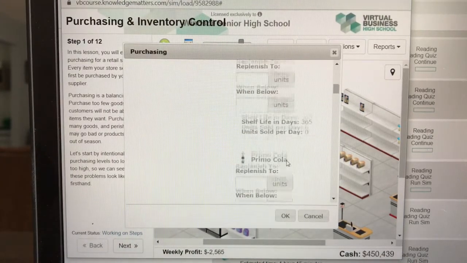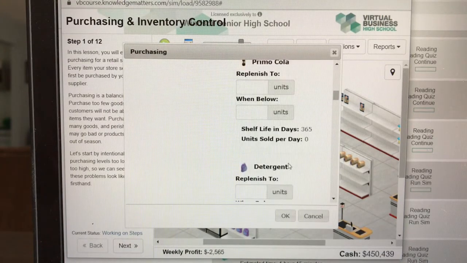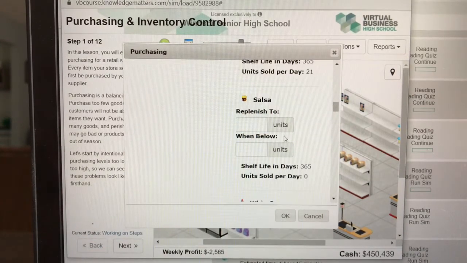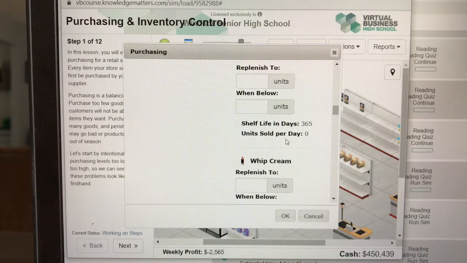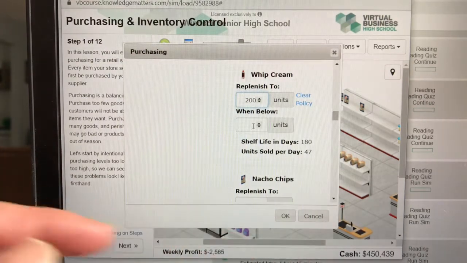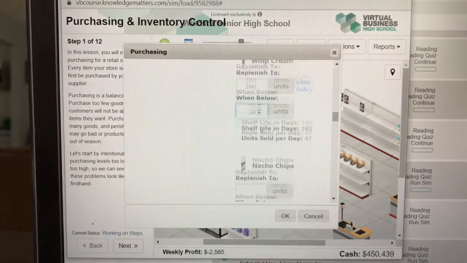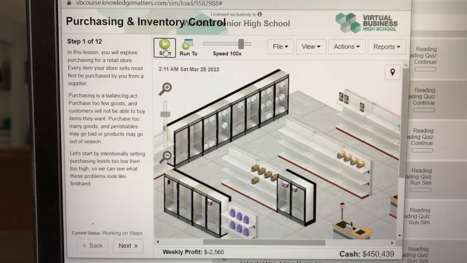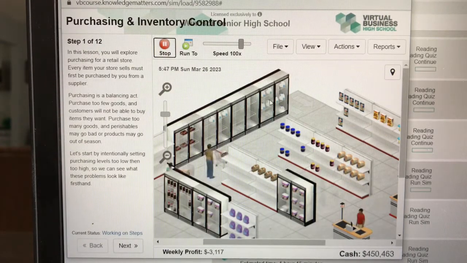Generic cola, not selling any. Primo cola, not selling any. Detergent, probably let's increase it to 200 units when it falls below 50 units, because detergent will sell. It doesn't expire, so that's a good thing. We're selling a lot of whipped cream. So let's order 200 units of whipped cream, okay? So those are some items that we can change and see how effective it is by just ordering a little bit more of those items.